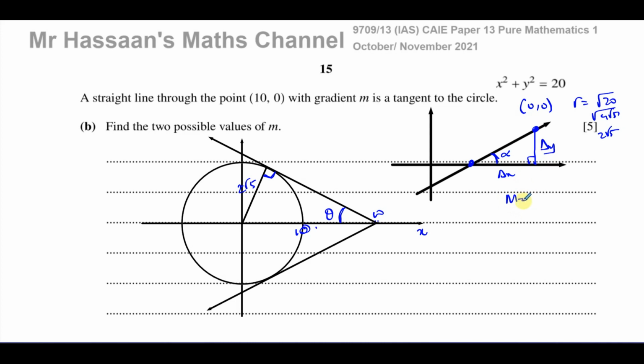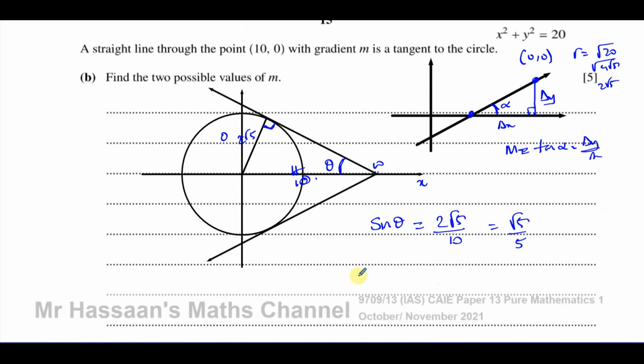So the gradient of this line is equal to the tangent of the angle, which is the change in y over the change in x, opposite over the adjacent. So if I can find what this angle is, then the tangent of the angle will give us the gradient. I can find the angle because I have this right angle triangle. This side is the opposite, this side is the hypotenuse. So we can use the sine of theta is equal to the opposite over the hypotenuse, which is 2 root 5 over 10, which is going to be root 5 over 5. So that's the sine of the angle.